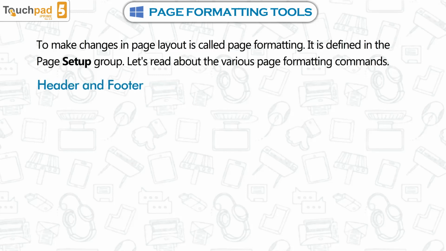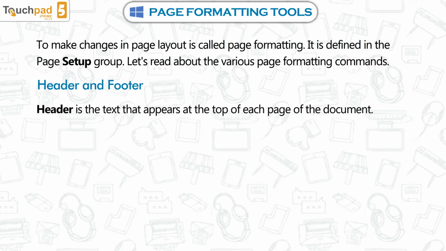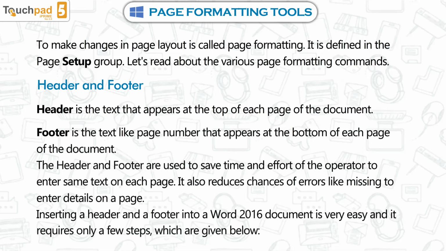Header and footer. Header is the text that appears at the top of each page of the document. Footer is the text, like page number, that appears at the bottom of each page of the document. The header and footer are used to save time and effort of the operator to enter the same text on each page. It also reduces chances of errors like missing to enter details on a page. Inserting a header and a footer into a Word 2016 document is very easy and it requires only a few steps which are given below.